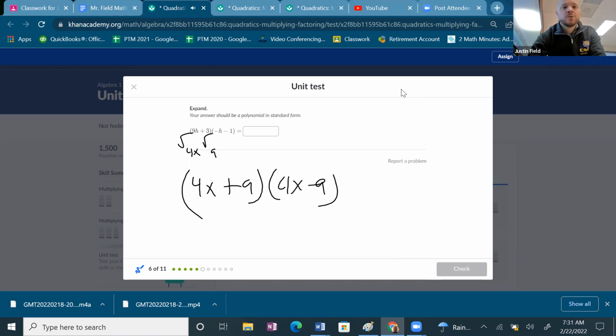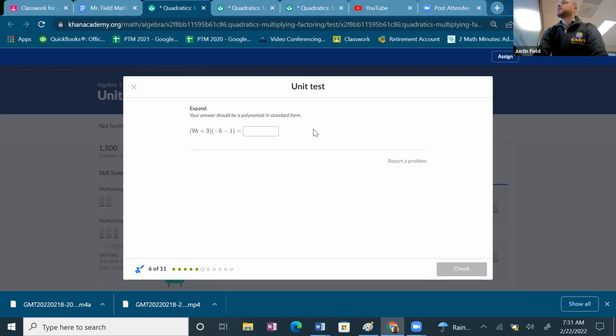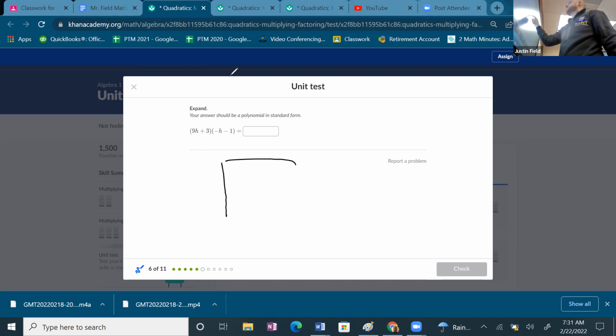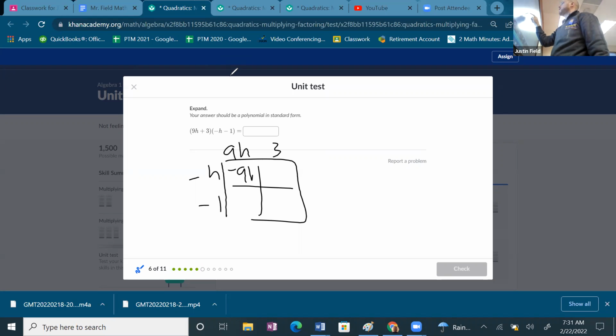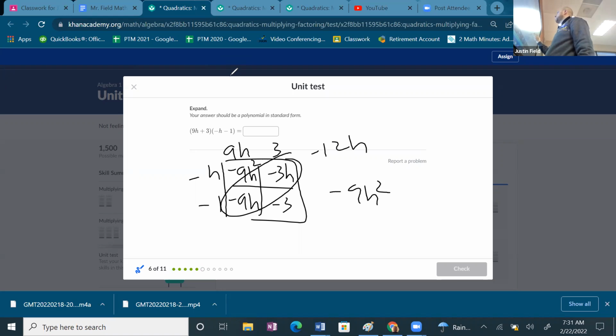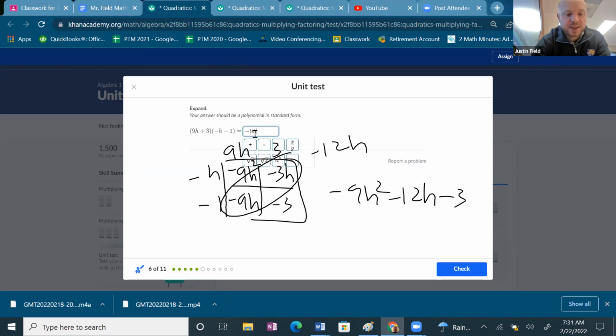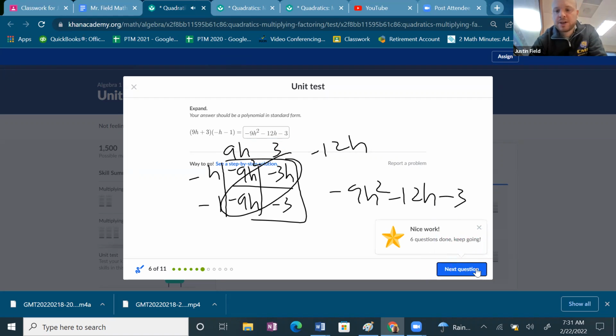11 questions. Expand. Okay, I'll draw the boxes for this one. So we put the 9h and the 3 on top, the negative h and the negative 1 on the side. Negative 9h squared, negative 3h, negative 9h, negative 3. Combine, negative 12h, so negative 9h squared minus 12h minus 3. I'm rushing here, so if I made a mistake, we're about to find out. Math is not a race. I didn't make a mistake.